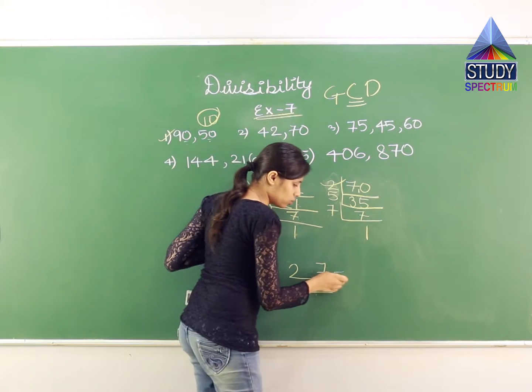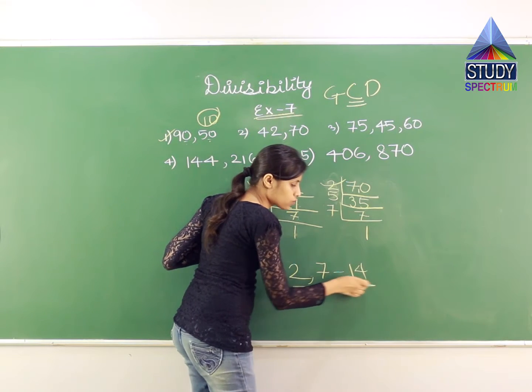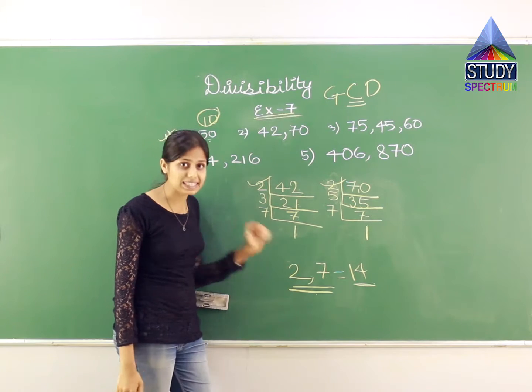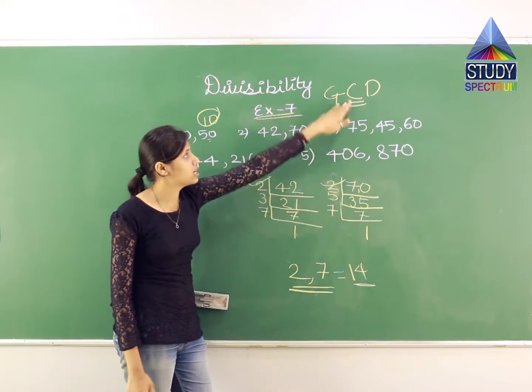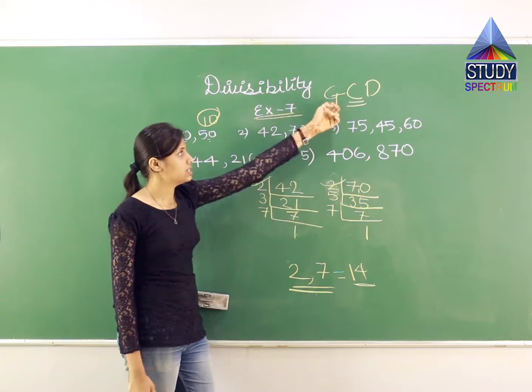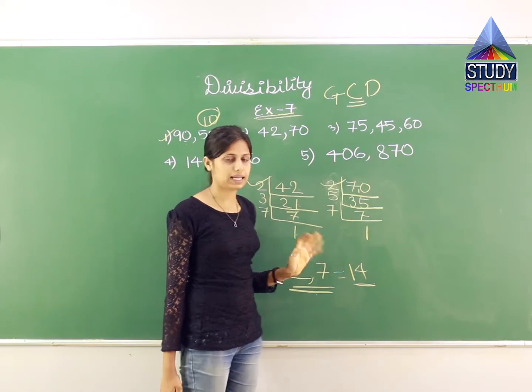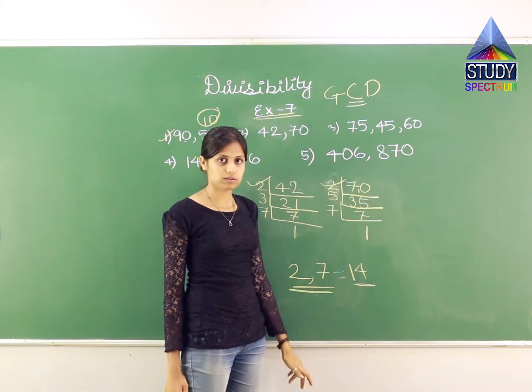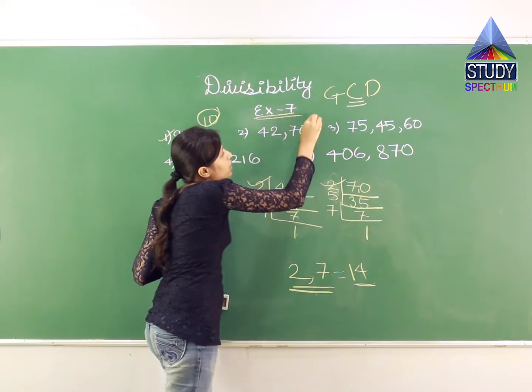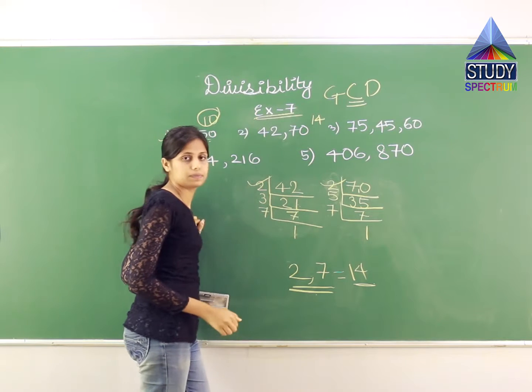So I'll get what? 7 2s are 14. So this is what the common factor is. The highest possible common factor, that is GCD or GCM, that is highest common multiple. You can say anything. So I get what? 14. So 14 is the answer for 42 and 70.